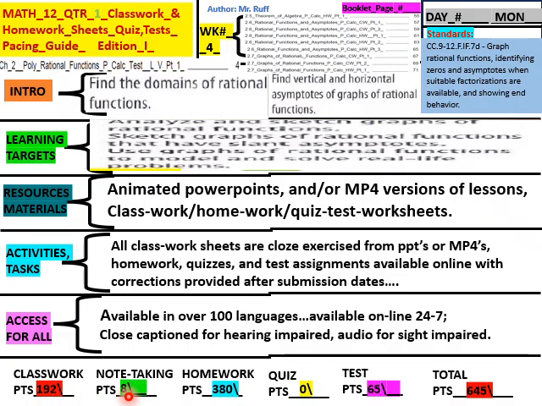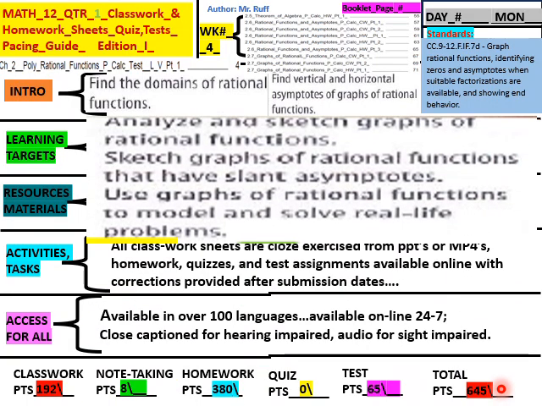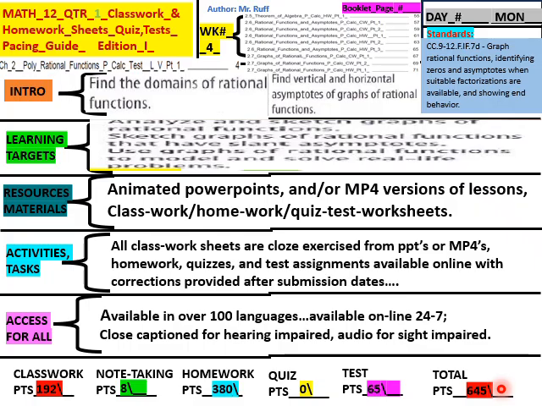Note taking's 8 points. Homework is 380 points. And then we have 0 points for quiz. Test is 65 points. That's this test up here. And so the total for week 4 is 645 points.